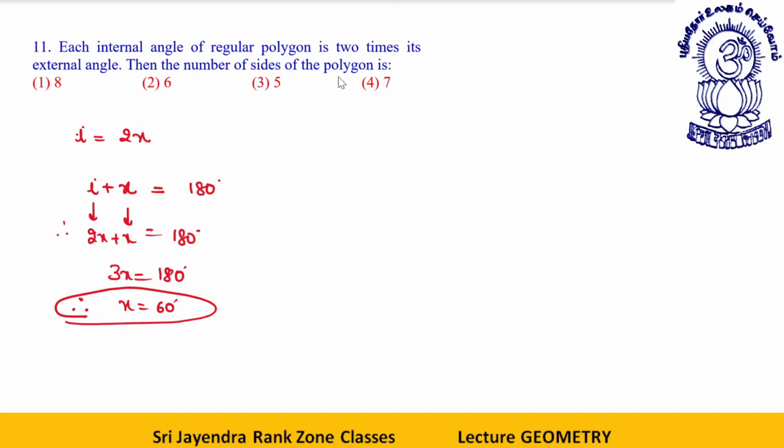Then the number of sides of the polygon is, so you have got x is equal to 60 degree. Number of sides will be how many? Number of sides will be 360 divided by 60, that is 3 sides. Okay. I'm so sorry. 360 divided by 60 is 6 sides, and I'm sure it must be clear to all of you now. Should I proceed ahead, dear students? Fine.